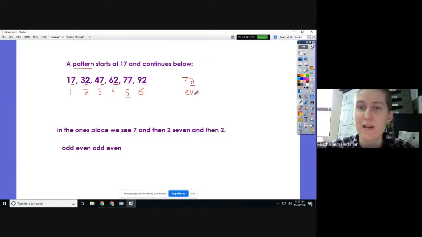So it's another fun way to predict what the future is going to hold in this pattern. And that's one of the cool things about a pattern: because they follow rules, we can predict what they'll be way up the line.